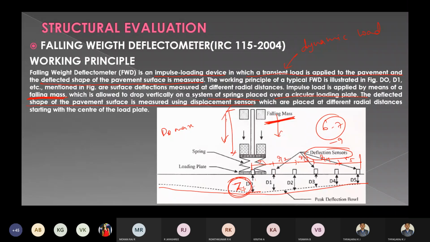And the load is applied to a spring mass, and a loading plate which is circular in nature will be there. So in the video we have seen the load is lifted up to a certain height, and it will be dropped, and the deflection values are recorded in the software. The software we are going to connect is the Dynatest FWD software, which is developed by Dynatest. So using the Dynatest FWD software, we are going to record the readings.